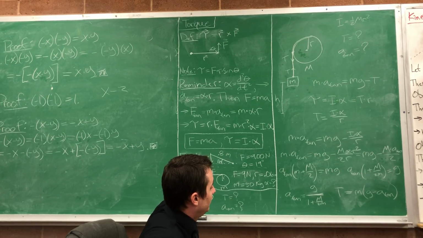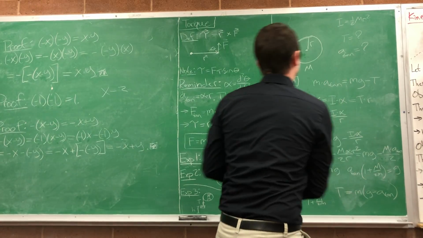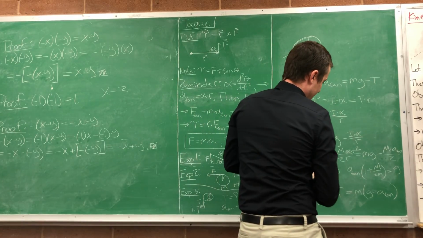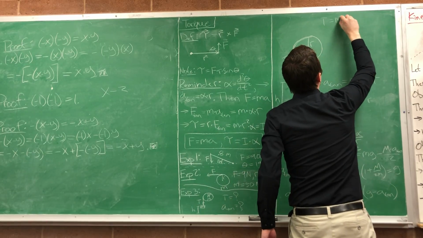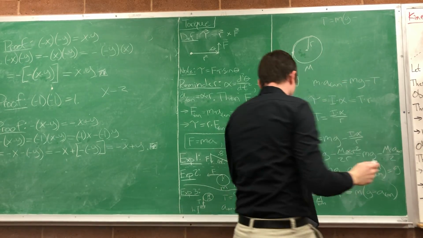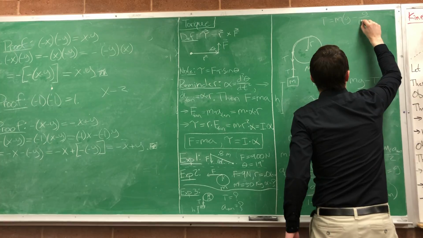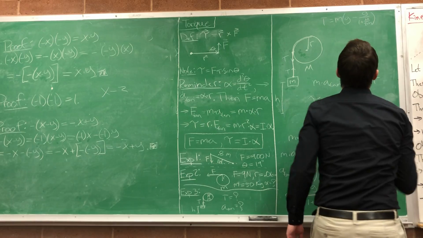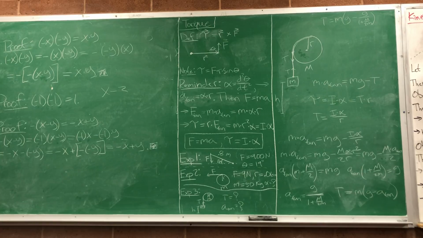I don't know that it's worth plugging all that in. We plug it in and see what it reduces to. So then we get T is equal to m times g minus tangential acceleration, which is g all over 1 plus big M over 2 little m. And we could do a lot of simplifying potentially. See what he does here.